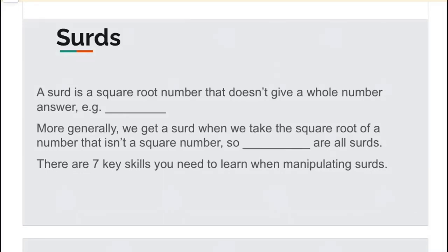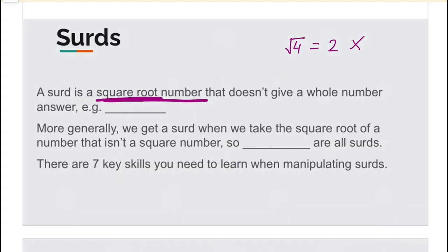Hi guys, so let's do surds today. What does surds mean? A surd is a square root. It's a square root number that doesn't give a whole number as an answer. Like if you say square root of 4, that gives you 2. So that is not a surd.